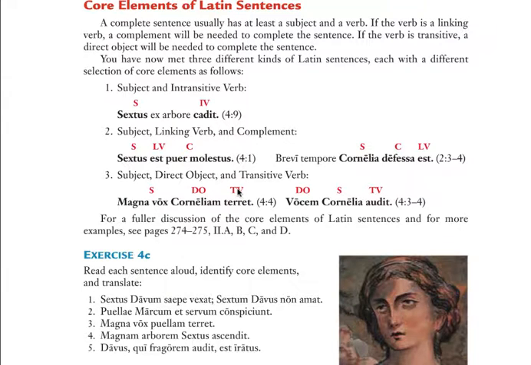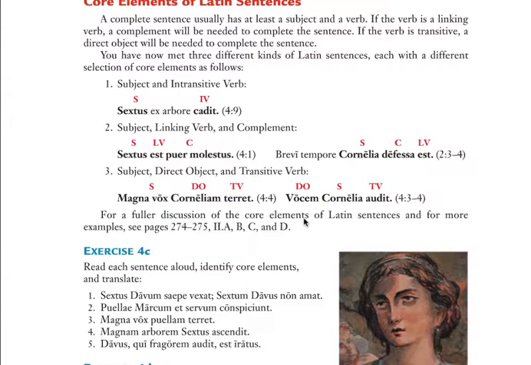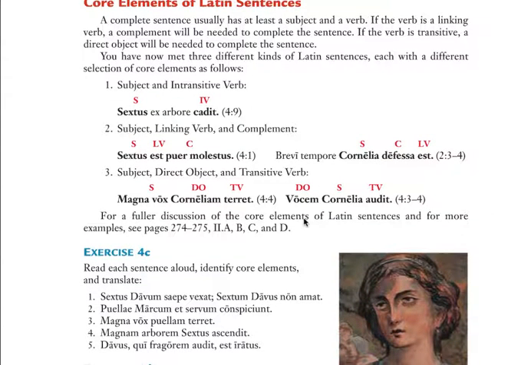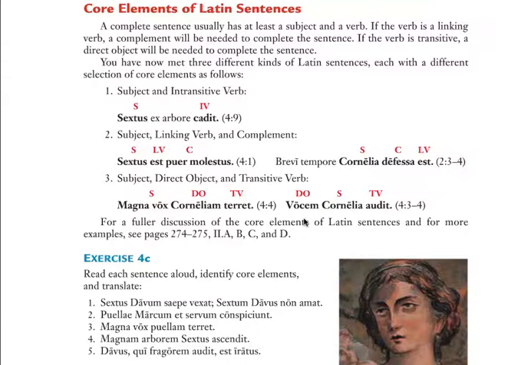I would like you to double space everything, and then label the core elements above them the way that they've done here in the book. When that's all said and done, you should work on exercise 4C and 4D in the workbook, which I do believe covers more about direct objects and maybe some core elements as well.